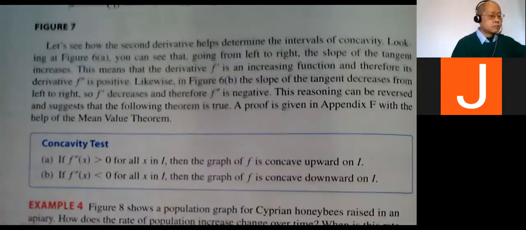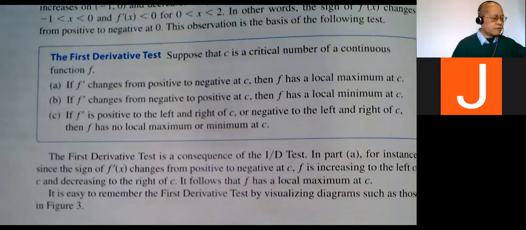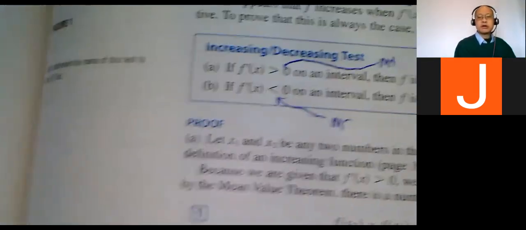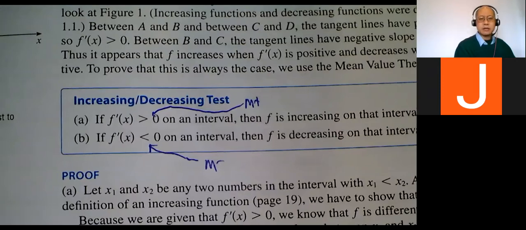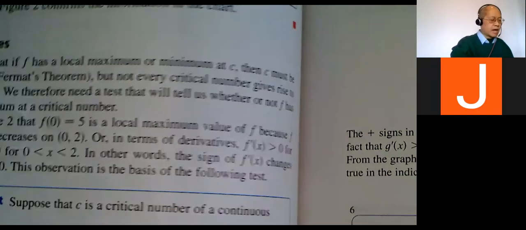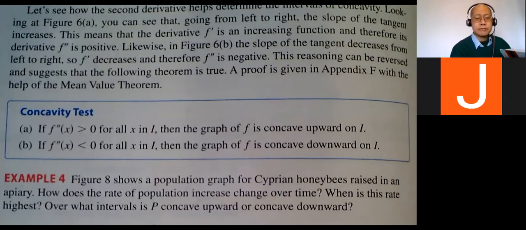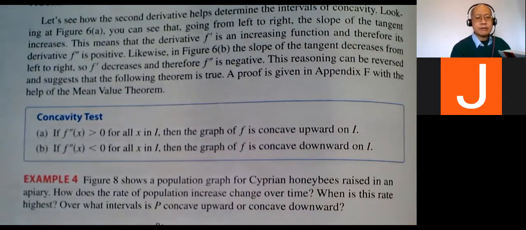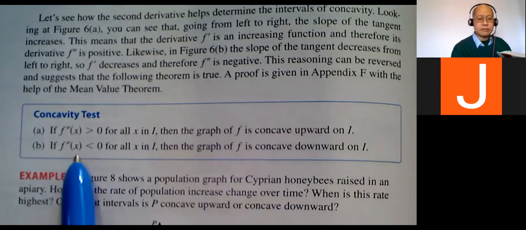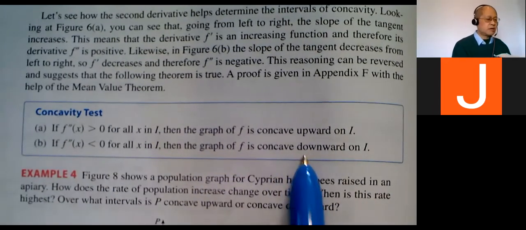All right, so first derivative controls increasing, decreasing. Page 293. Second derivative controls concavity. Right here. Second derivative positive, concave up. Second derivative negative, concave down.